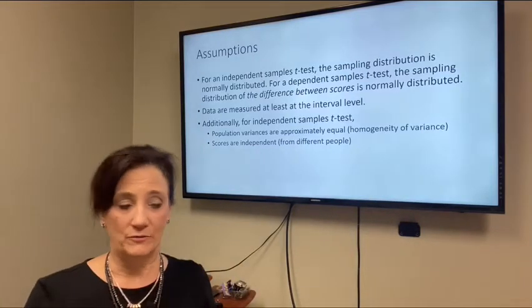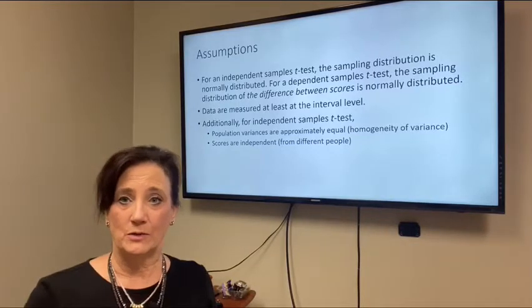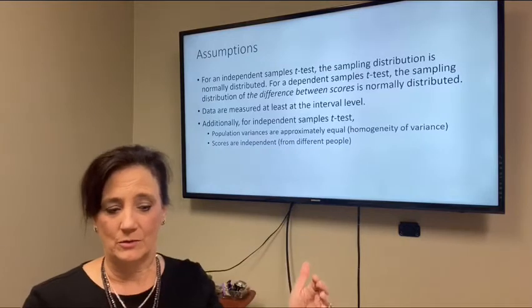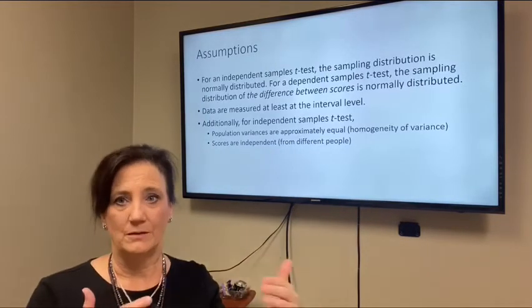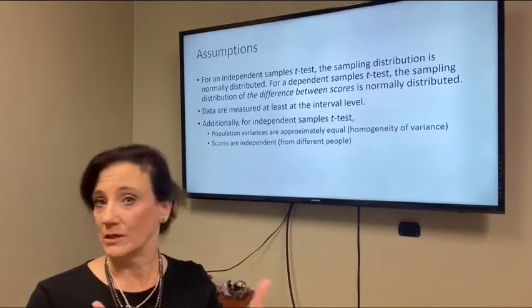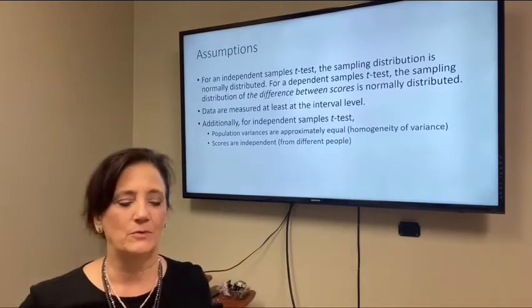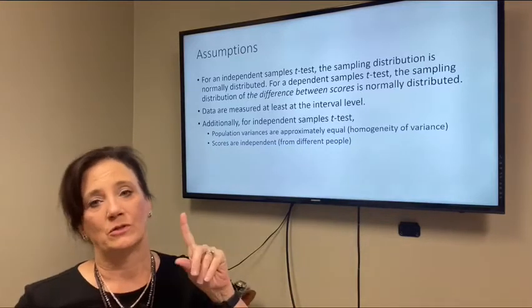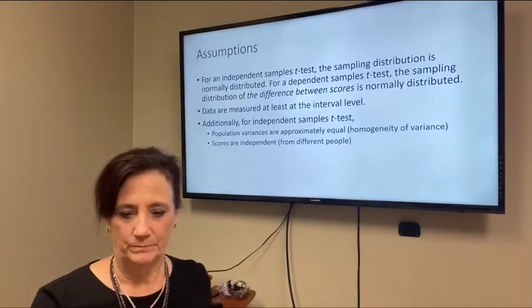So if there are five of us in the room, each of the five of us will take the pre-test and have a score, and the post-test and have a score. Those scores are not independent of each other. Pre-test and post-test are not independent. That's why they're called dependent samples, right? But on an independent samples t-test, you want to only have one response per person.